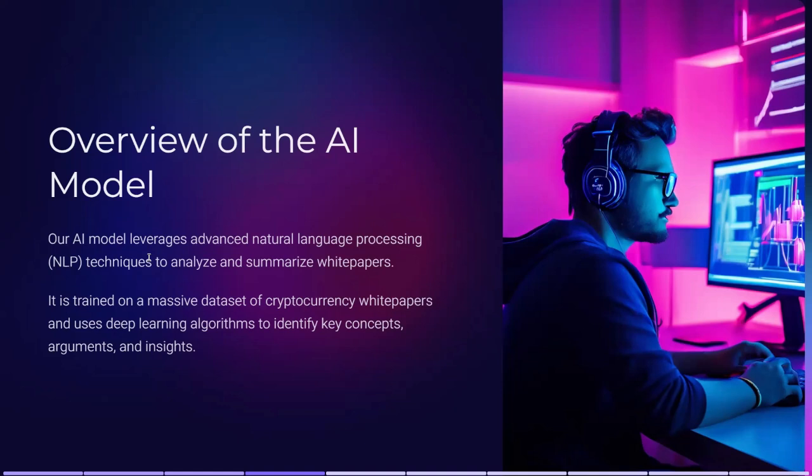By utilizing this NLP technique, it can help us to study the relationship of the text, help us to analyze the text, and help us to tokenize the entire statement itself so that we'll be able to extract the most crucial information. This AI model is trained on a massive data set of cryptocurrency white papers, and it uses deep learning algorithms to identify key concepts, arguments and insights to help us make better decisions.